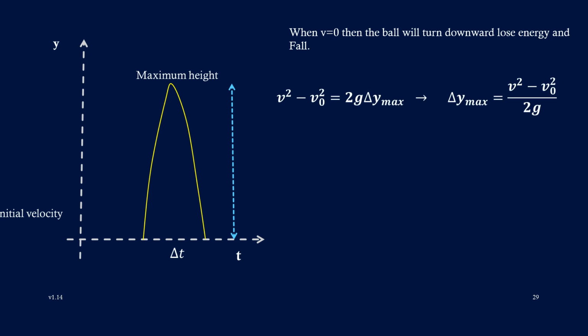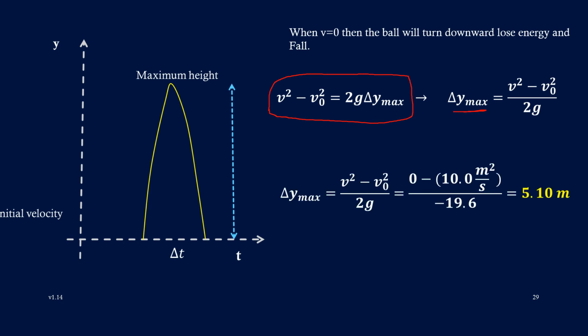And so we can take this acceleration equation, which we've used in the past for some of the horizontal problems, 2g times delta x. So this is our acceleration, 2g, and this delta y max is going to be what our height is, okay? So we just have to solve for that. And we do plug in the values, and we find we get 5.10 meters. That is the maximum height the ball goes at the initial velocity of 10 meters per second.